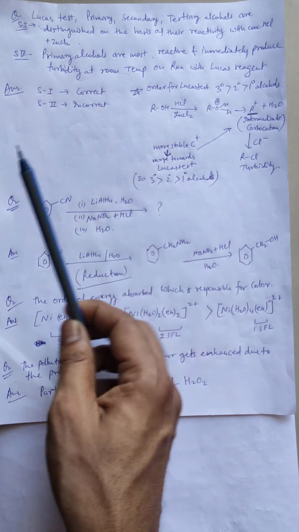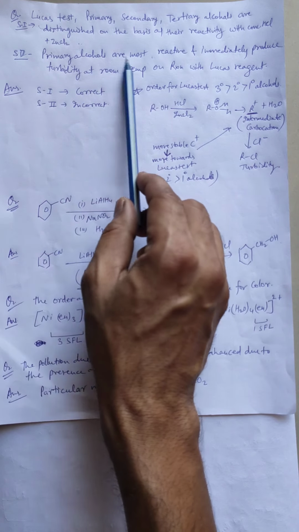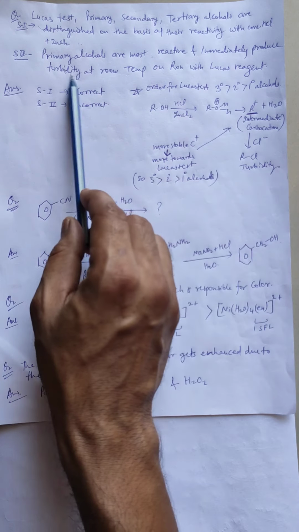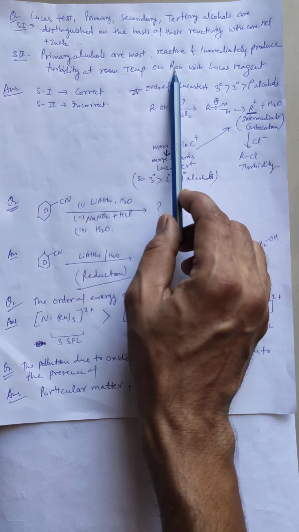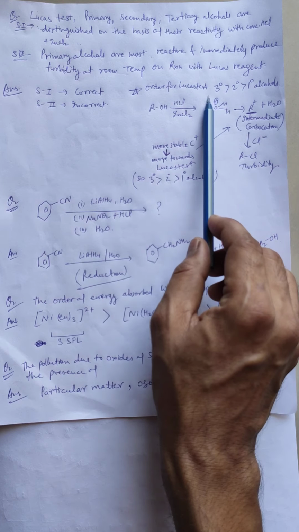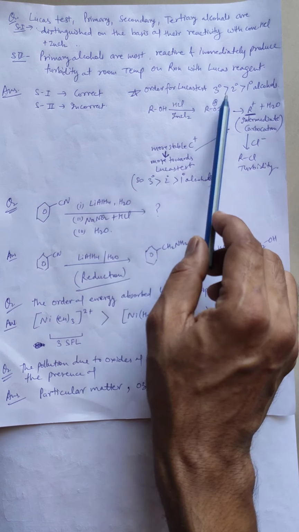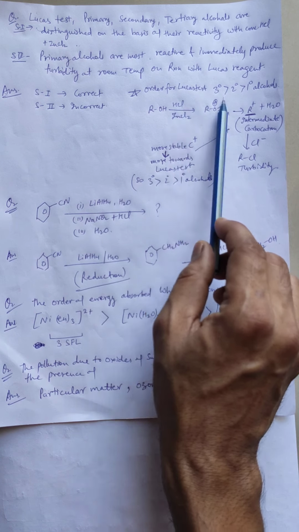Okay, so turbidity is obtained in this. Statement 2: primary alcohols are most reactive and immediately produce turbidity at room temperature on reaction with Lucas reagent. No, it is the incorrect statement. Turbidity is immediately formed in 3 degree alcohol. 3 degree reacts fastest, right? Because of the +I effect. Okay, now next.